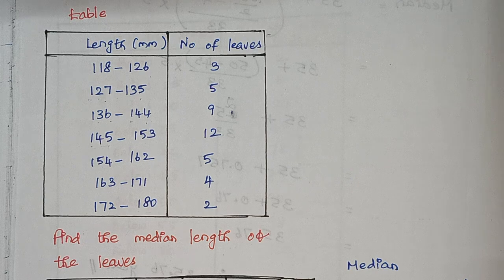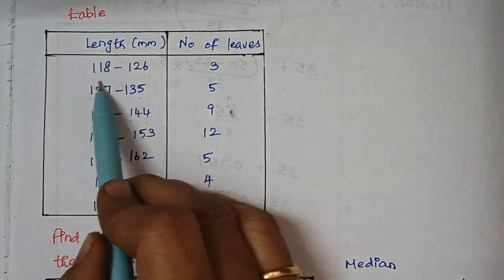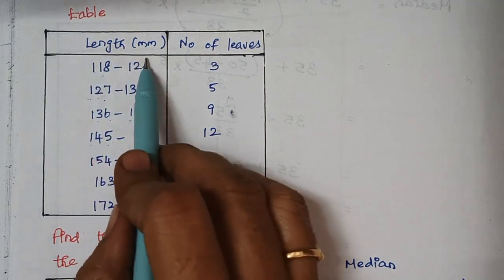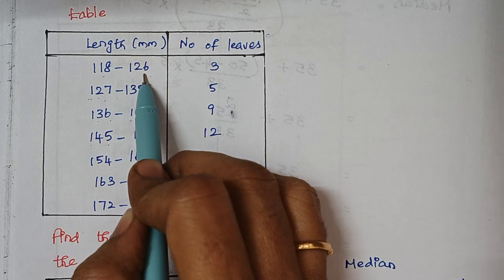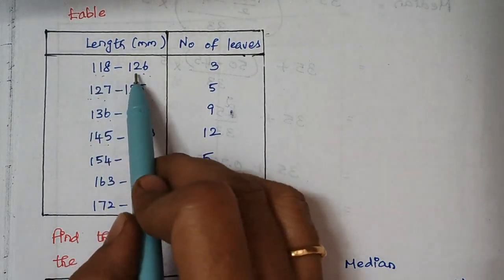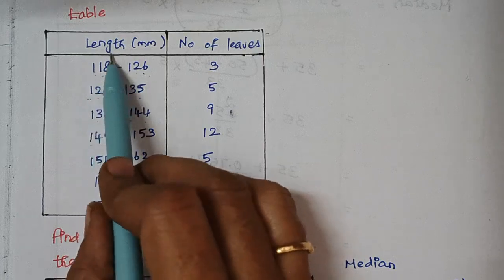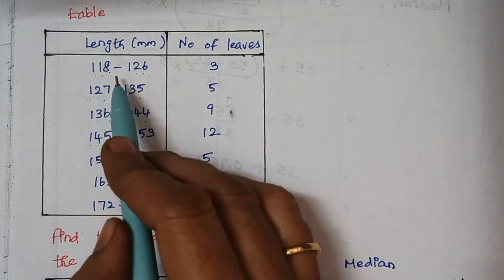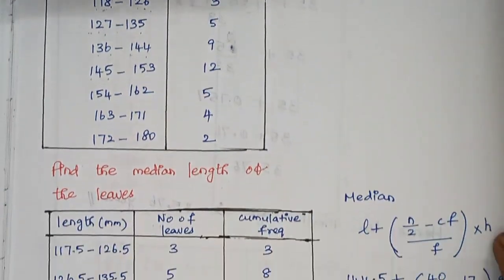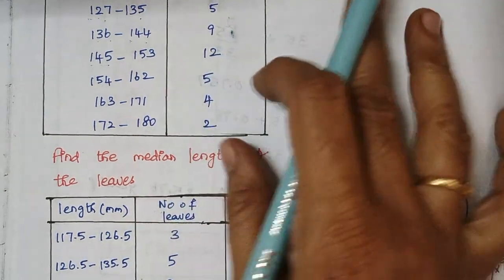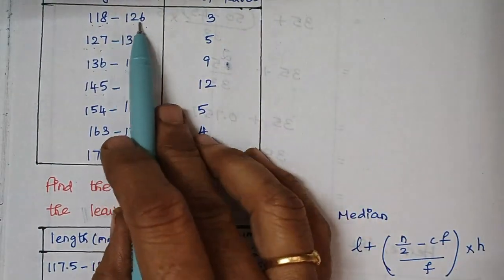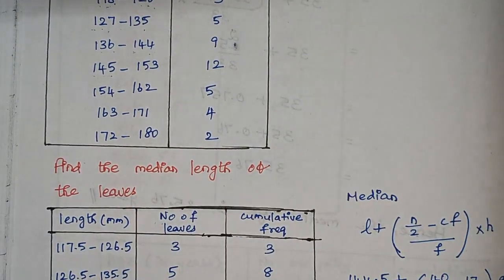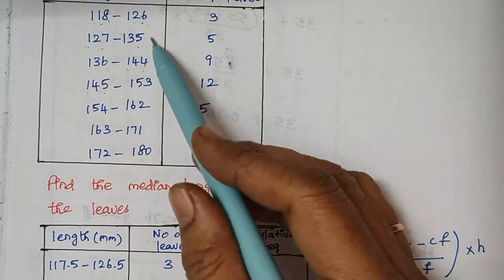So the first thing we have to do is, here I am going to subtract 0.5 from this number and add 0.5 to this number, so that the value of h remains the same. So whenever 0.5 is subtracted from 118, what happens? The answer is 117.5. Now the next thing is I am going to add 0.5 to this 126. So this becomes 126.5.